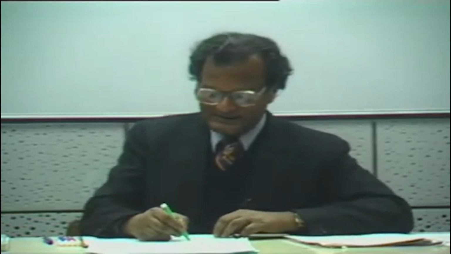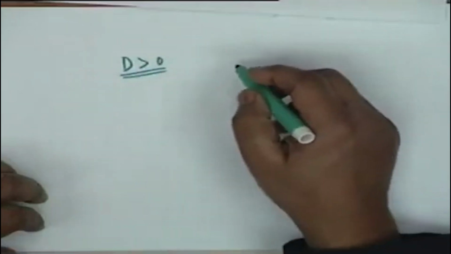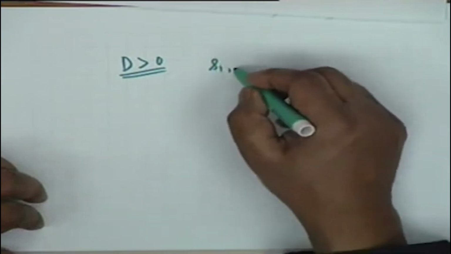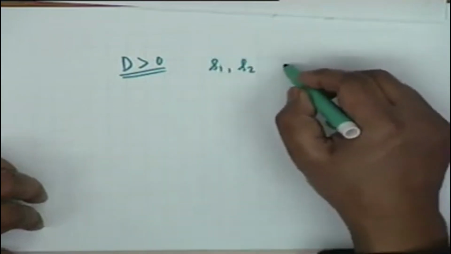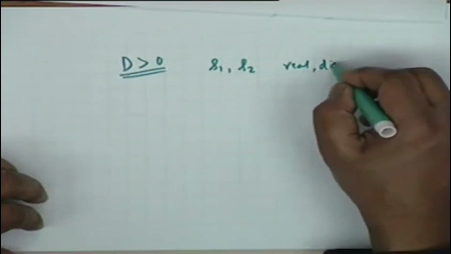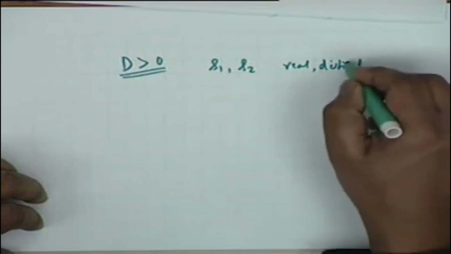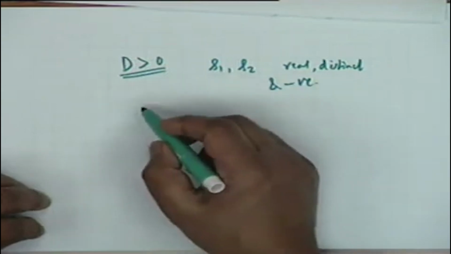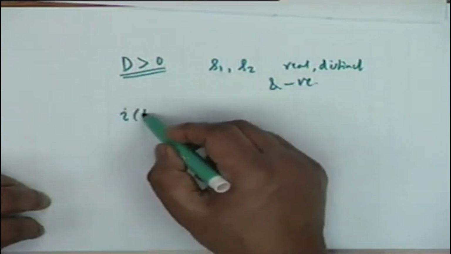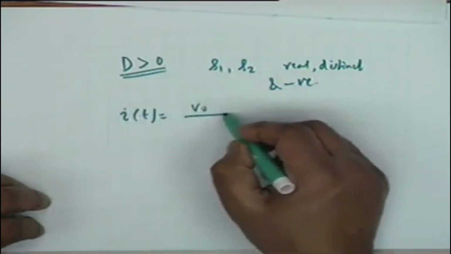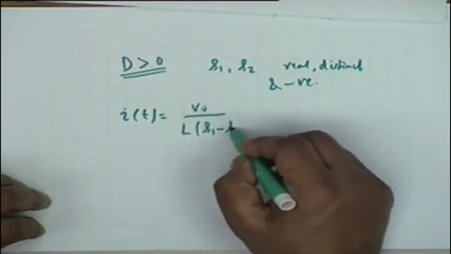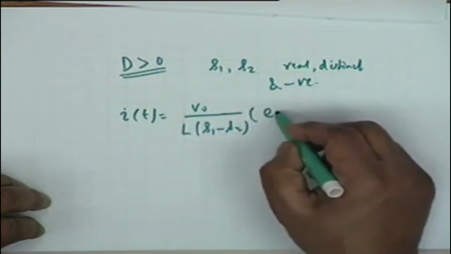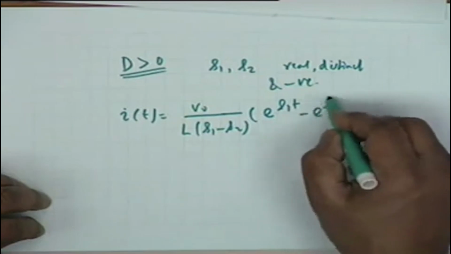Let us consider this case, d greater than 0. That is, roots s1, s2 are real, distinct and negative, alright, and you already know that the current solution is equal to v0 by L (s1 minus s2) times (e to the s1t minus e to the s2t).